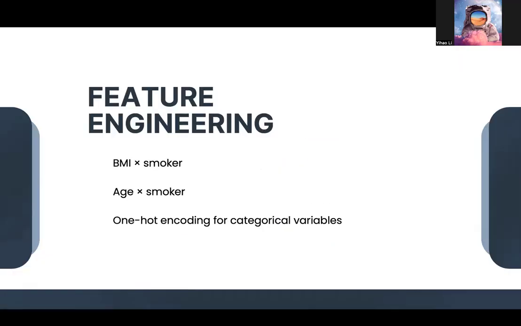Next, feature engineering to improve performance as well. I performed feature engineering based on domain intuition, and the smoking status has a strong interaction with both the BMI and the age. For example, a smoker with a high BMI incurs significantly higher cost compared to a non-smoker with a similar BMI. Therefore, I created two interaction features: BMI multiplied by the smoker indicator, and the second one is age multiplied by the smoker indicator as well. These engineered features allow the model to capture nonlinear relationships that may not be fully captured by the original features. In addition, I used one-hot encoding for categorical variables such as the region and the gender.